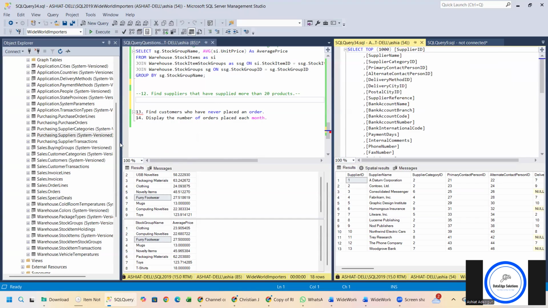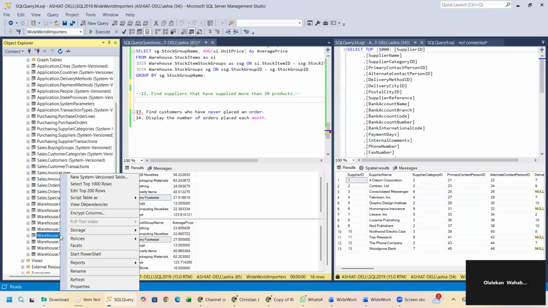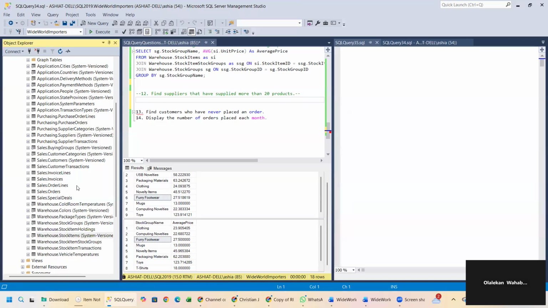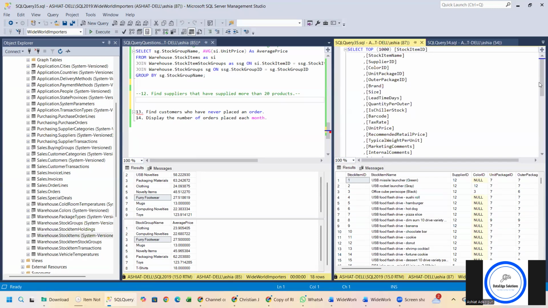So let's look for products. Which table should I open for the product? Warehouse stock items, right? For the warehouse stock items, we should have supplier ID. Yes, we have supplier ID and stock item name. So we are using the two tables. Let's write our query.